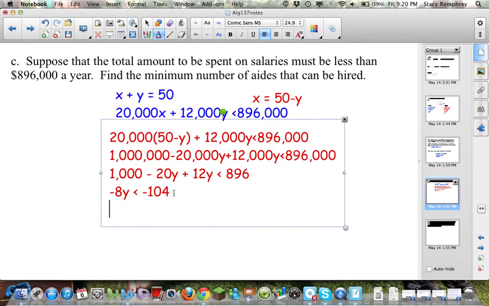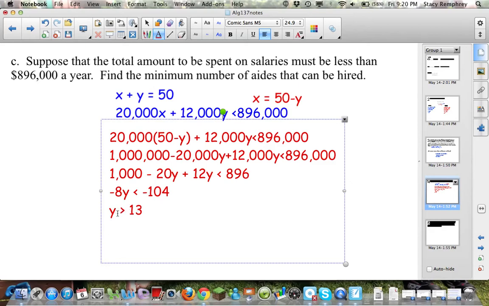And so when I divide that, remember that you're dividing by a negative, so you need to flip the inequality. So that should give me 13. So remember to answer the question. Find the minimum number of aides that can be hired. The number of aides, which is represented by y, must be greater than 13.